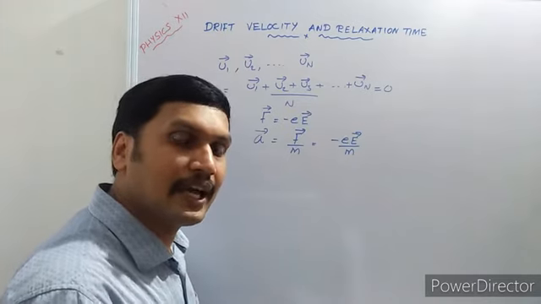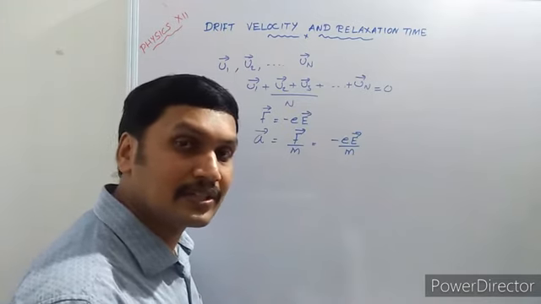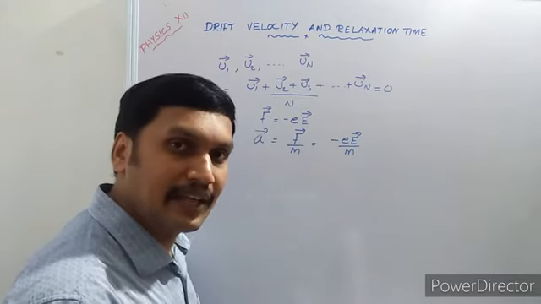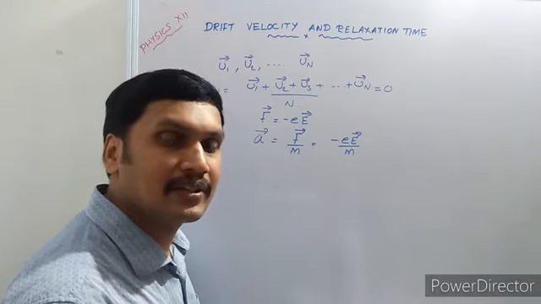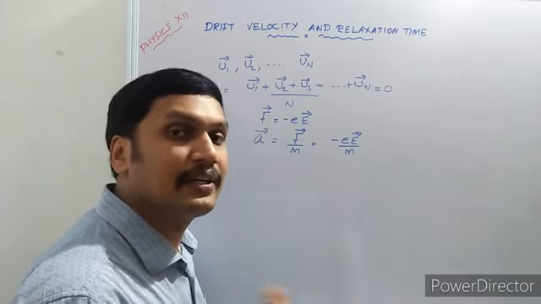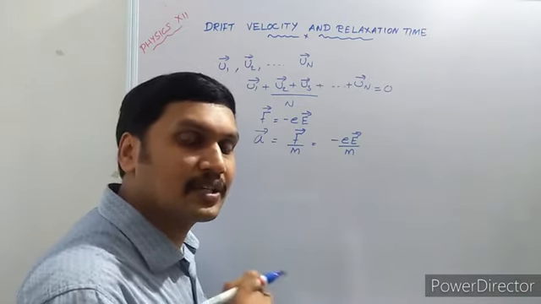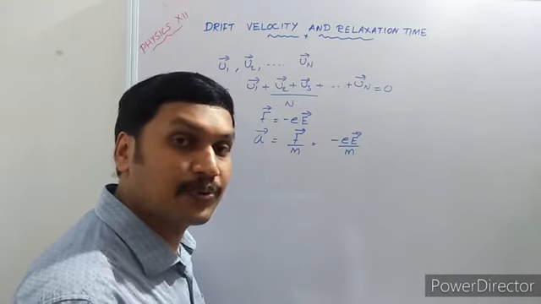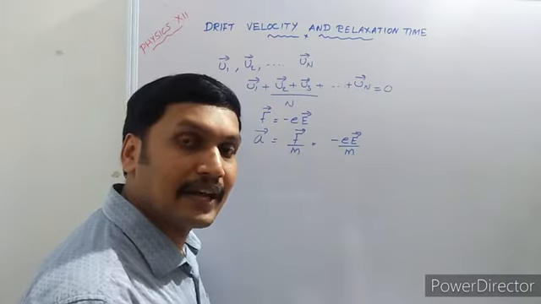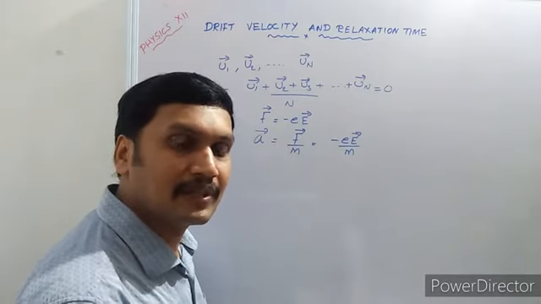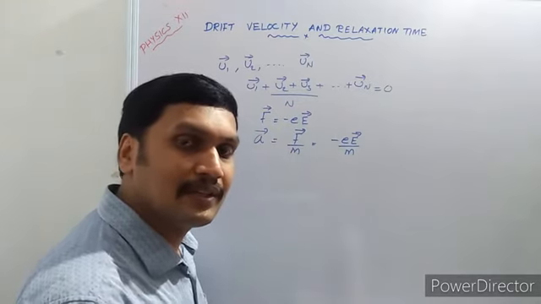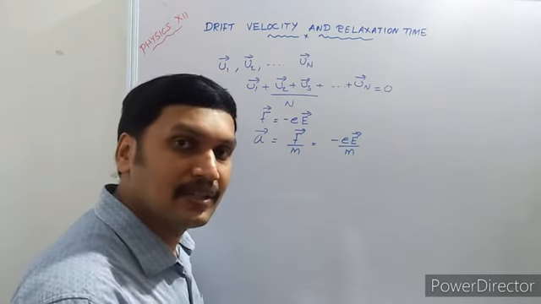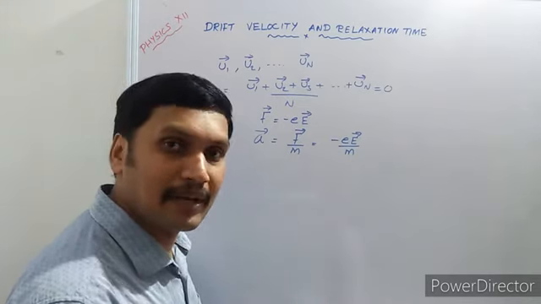But after every collision, it loses its acceleration. That is, the additional velocity gained by the electrons is lost after every collision. And after every collision, each electron starts afresh with a random thermal velocity.